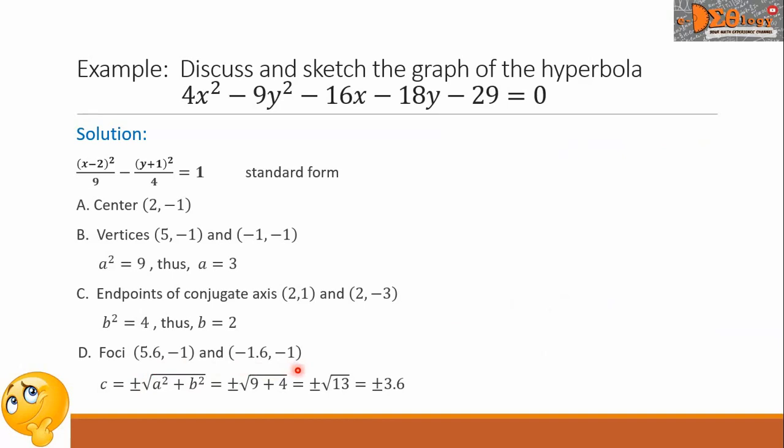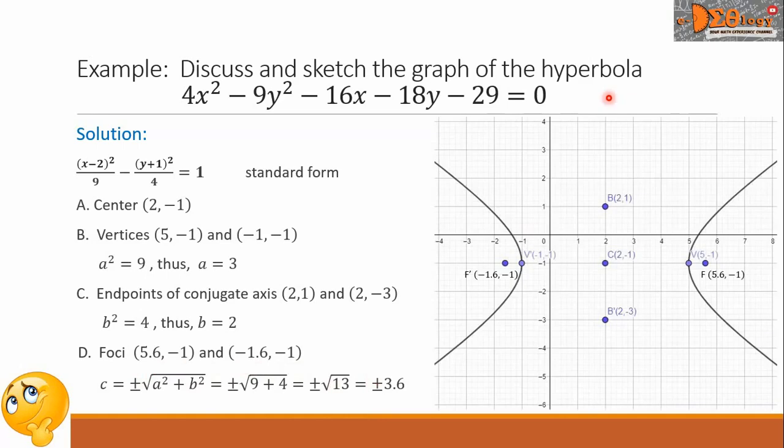Let us now use GeoGebra to plot the hyperbola. The pair of graphs here is the hyperbola. The center is at (2, -1). The vertices are here respectively. The endpoints of the conjugate axis are here. And the foci are here and here.